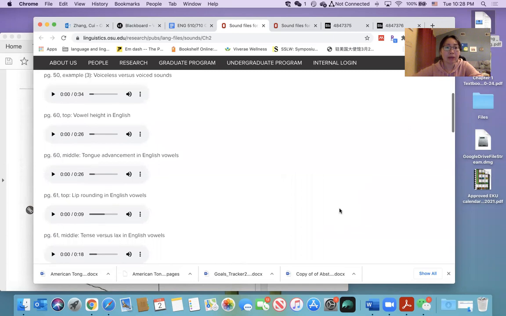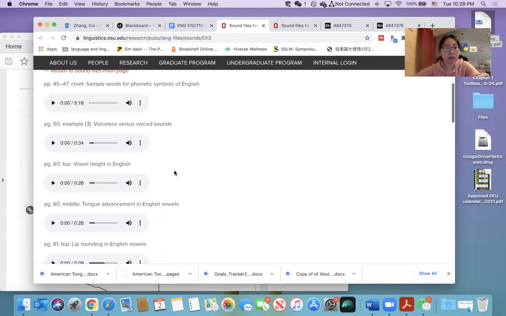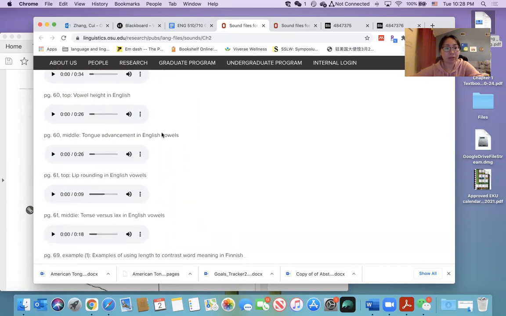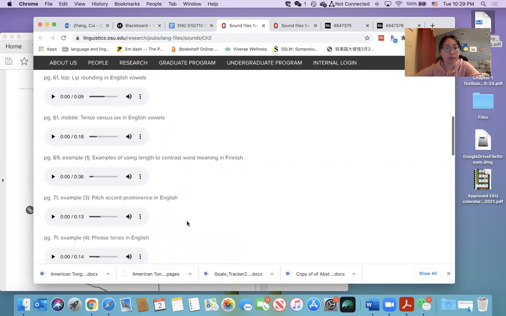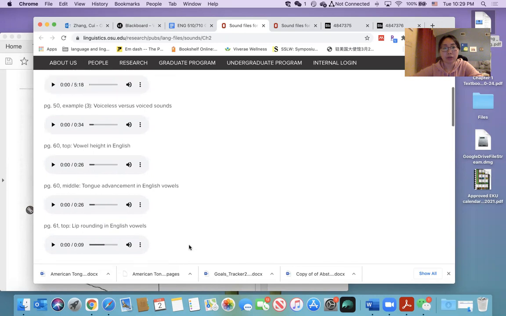And it's going to be beneficial to hear the textbook makers voice or pronounce the words for us, okay? And so it has all of the vowel sounds on page 60, as well as page 69, 71, which are file 2.5 materials. Okay.